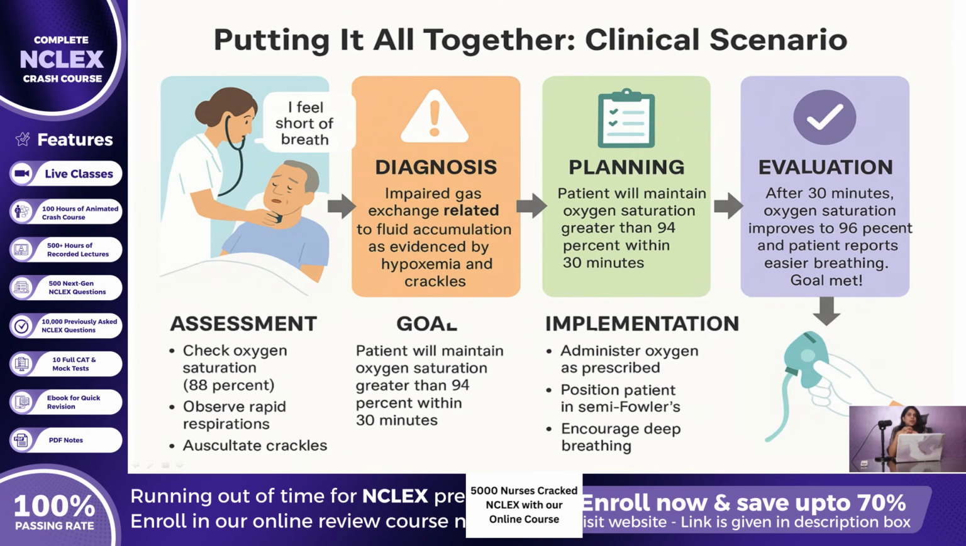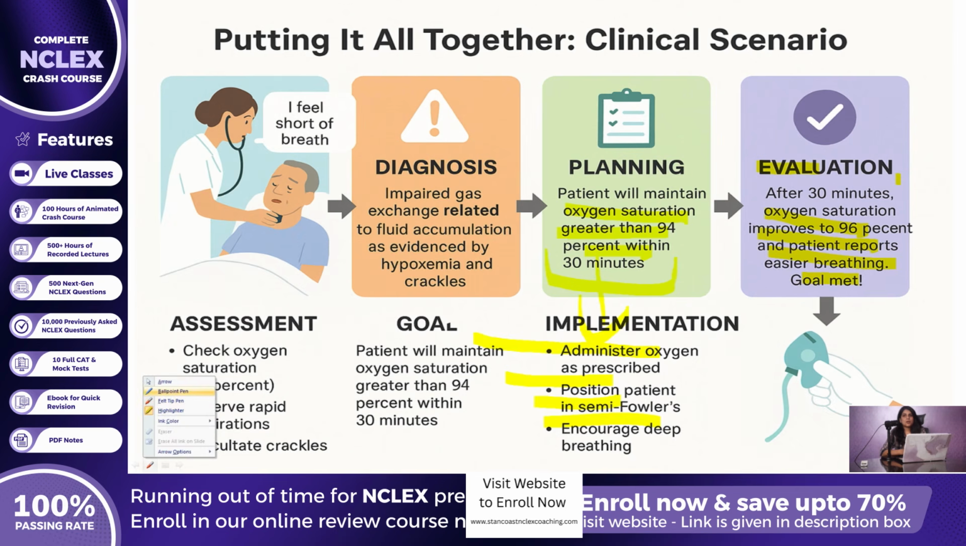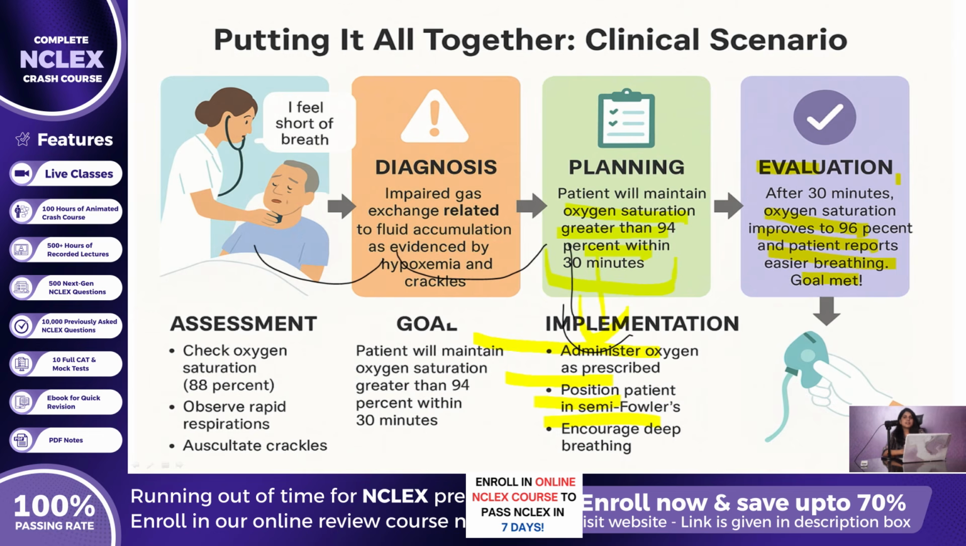Next is planning, goal: patient will maintain oxygen saturation greater than 94% within 30 minutes. Then implementation. Administer oxygen as prescribed. Position patient in semi-Fowler's. Encourage deep breathing. Finally, evaluation. After 30 minutes, oxygen saturation improves to 96% and the patient reports easier breathing. Goal met. This shows how nursing care flows logically from one step to the next, and NCLEX loves to test if you can see the sequence.